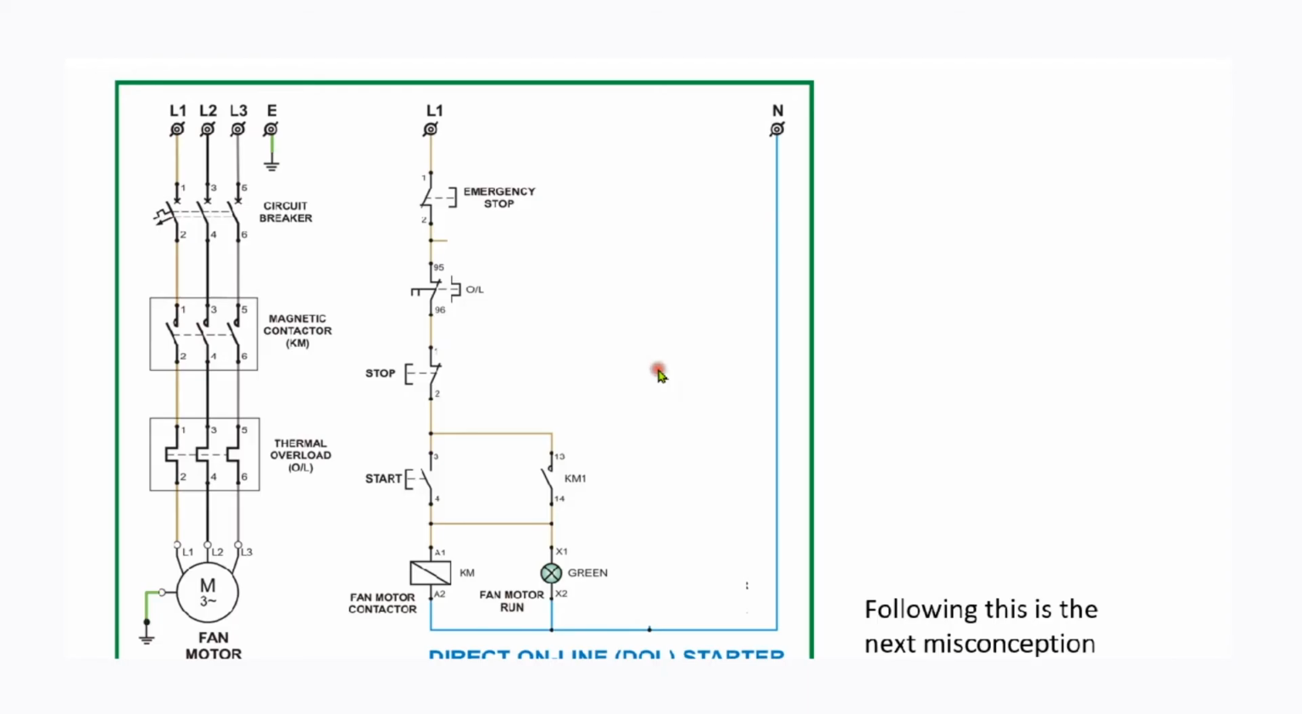Let's have a look at something that is complicated and that you are going to come across at level 3. In this drawing, we have a direct online starter, and it looks quite complicated. But if you need to connect, to draw, to interpret, to draw up a parts list from this, you must use the same methodology that I have explained in the previous slides.